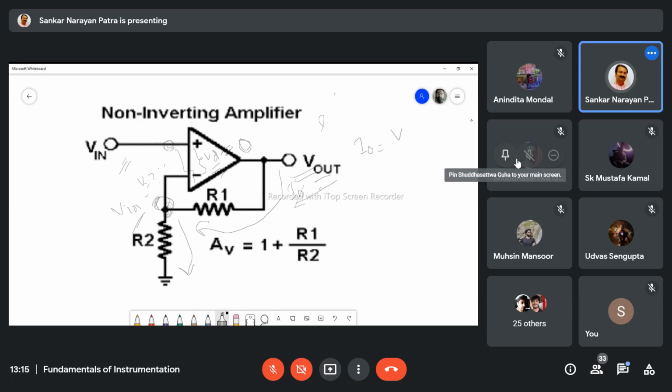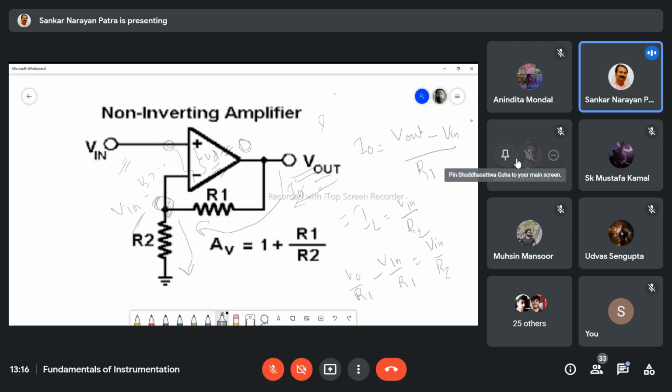V out minus V in by R1. R1, this is the entering current. What is the leaving current? V in by R2. Very good, V in by R2. So they will be the same. So V out by R1 minus V in by R1 equal to V in by R2.